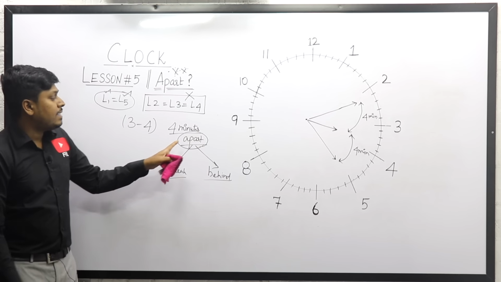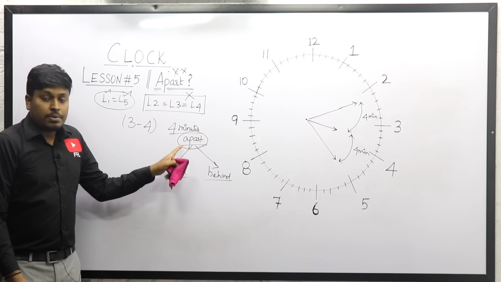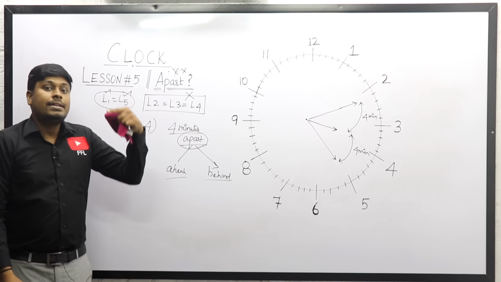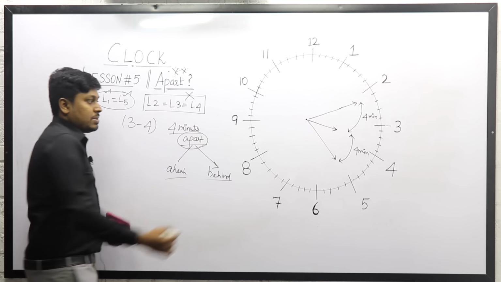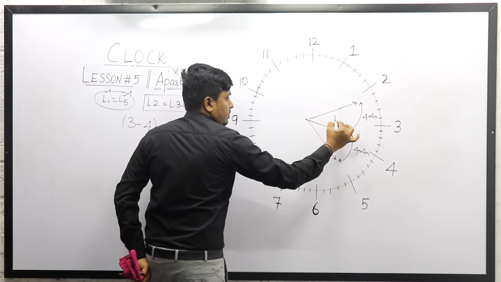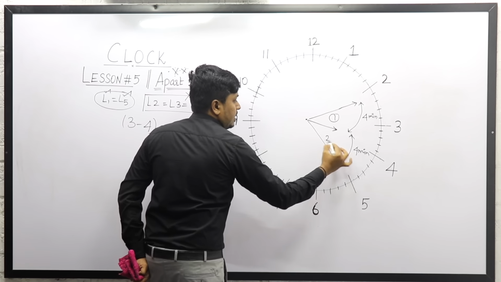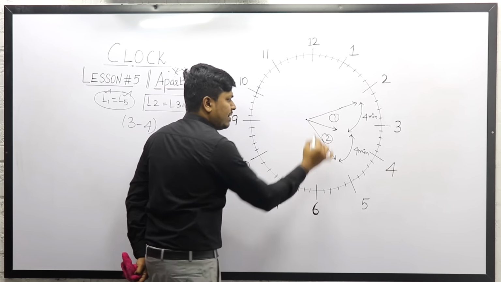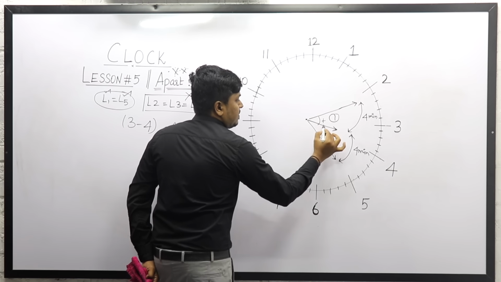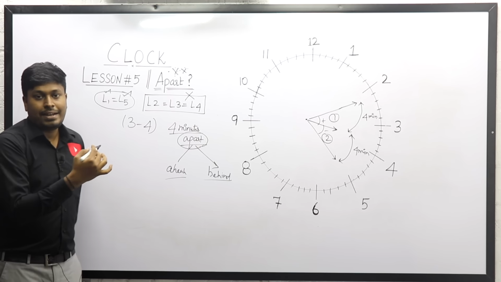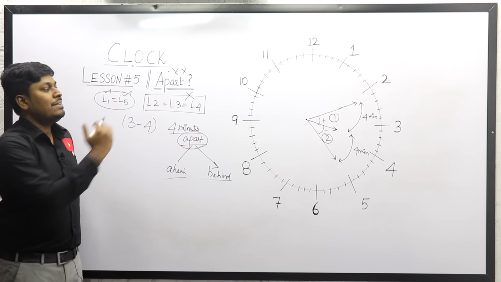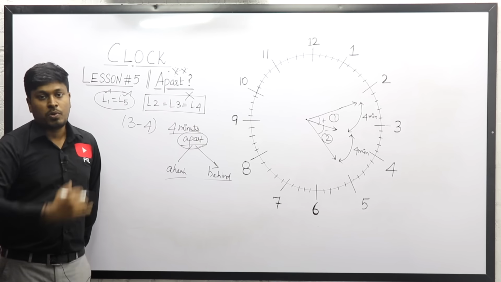So that's the reason they have given the word apart. If it is apart, we don't know whether the minute hand is ahead or behind, so we need to find both the possibles. This will be possible 1 and this will be possible 2. Always remember that this will be a positive value and this will be a negative value. Understood? Because if it is behind, we take the angle as minus, and if it is ahead, we take the value as positive.